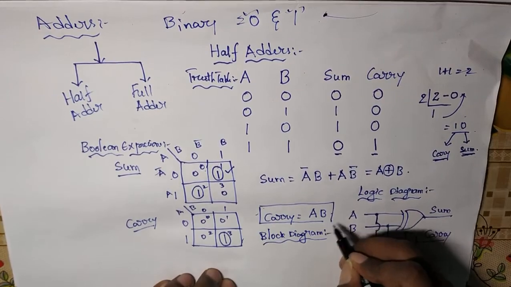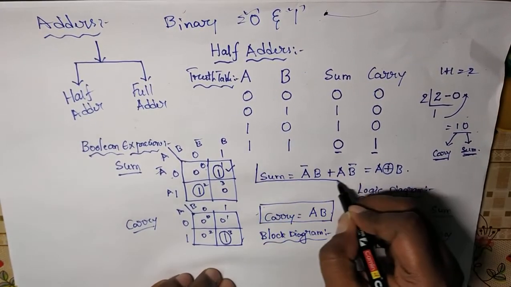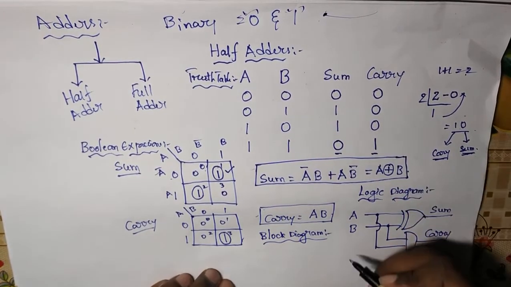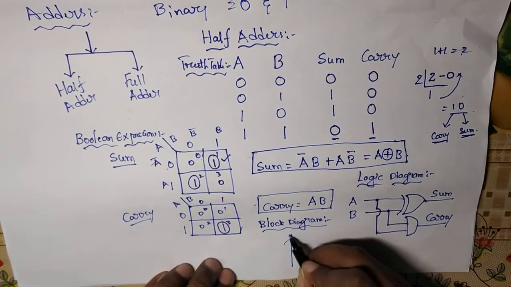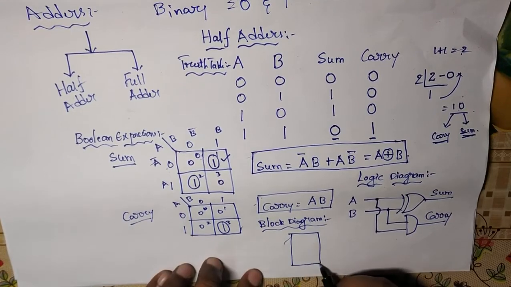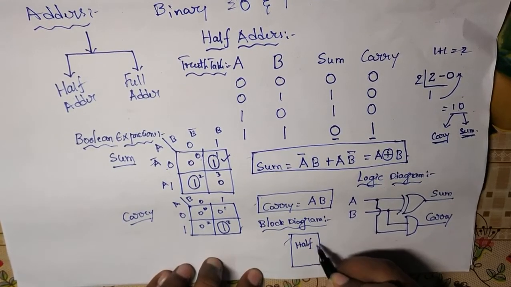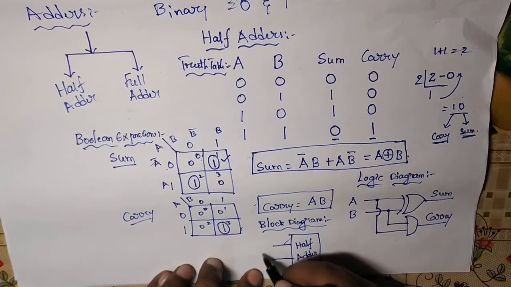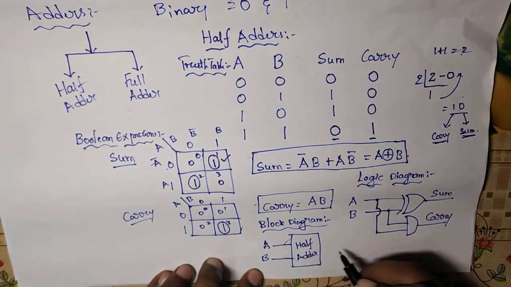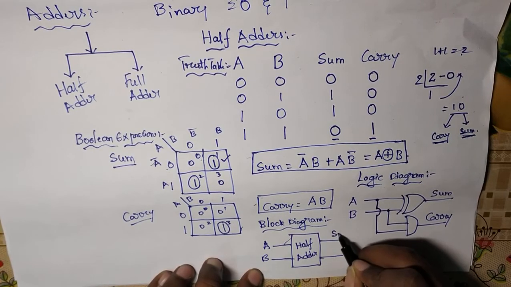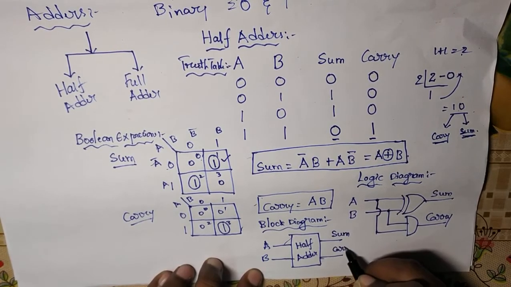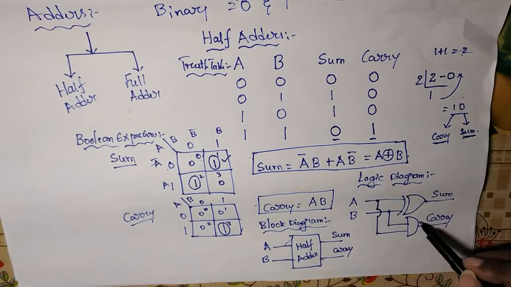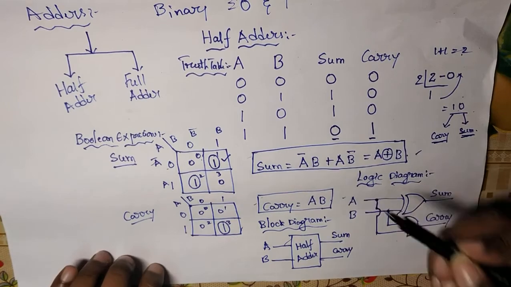Please keep it in a box, as these are very important expressions for adders which we use for further purposes. The block diagram of this adder will be in this manner: a half adder having two inputs A and B and producing two outputs called sum and carry. This is the block diagram. This is the logic diagram. These are the Boolean expressions. This is the truth table.